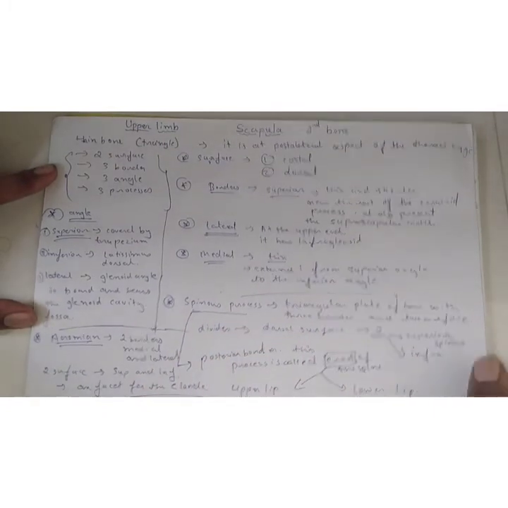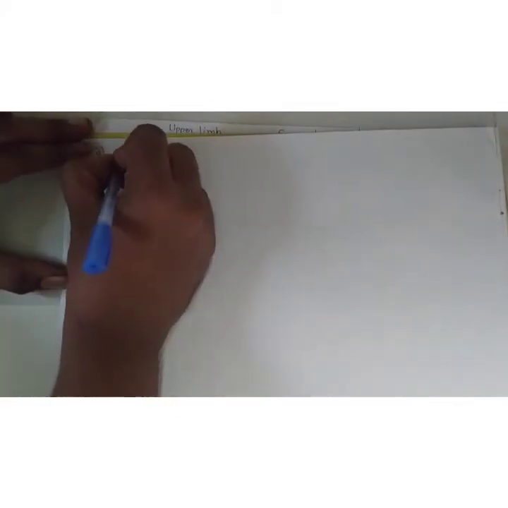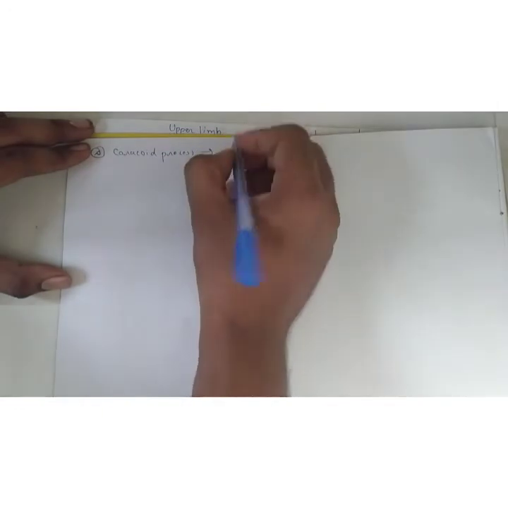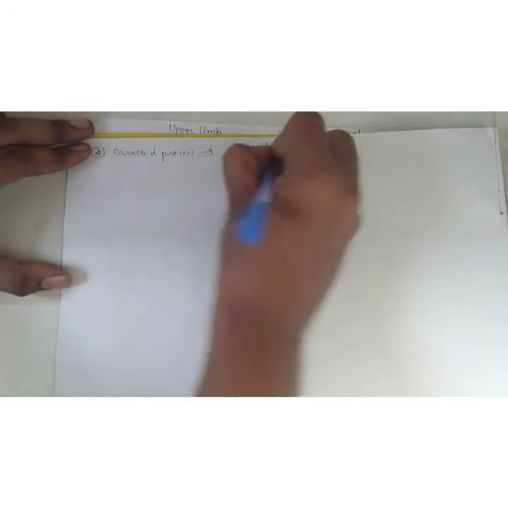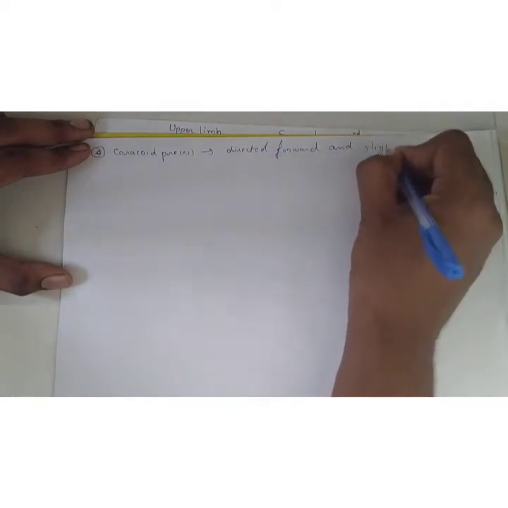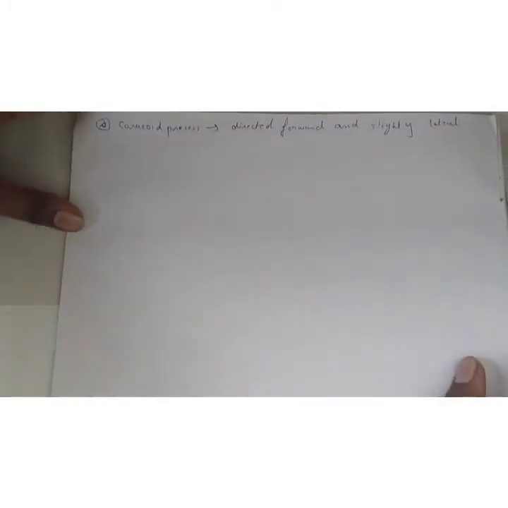Now the third process is the coracoid process. It is directed forward and slightly lateral. So this was about the two surfaces, three borders, three angles and three processes. This was the information about that.